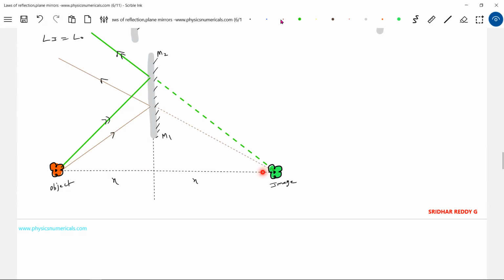So how should we measure? The object distance should always be measured normal to the plane mirror. So don't measure like this, this is not the object distance. This is the object distance and this will be the image distance.